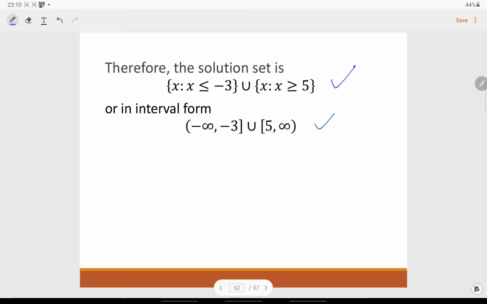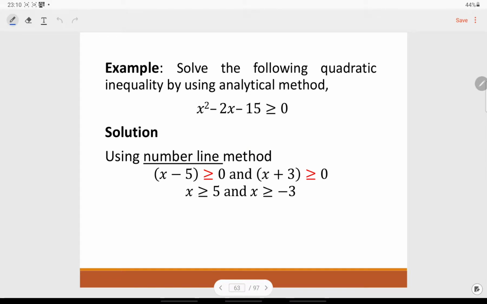If the question doesn't specify how to represent the answer, you can choose which one. But if the question asks you to represent the answer, for example, in interval form, then you need to provide this interval solution. Okay, the next one.